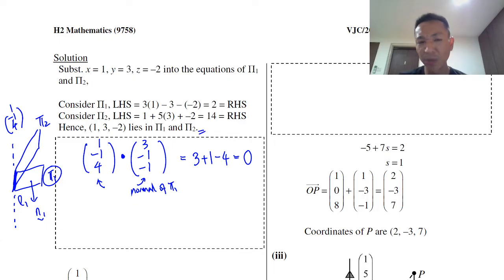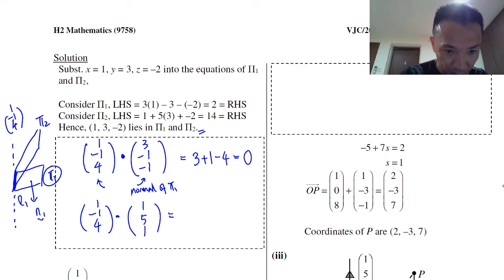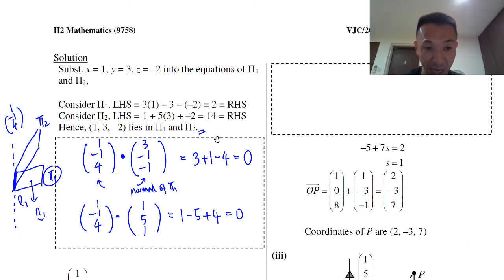What does equal to 0 mean? Equal to 0 means that this normal vector is perpendicular to 1, minus 1, 4. Next, I will take 1, minus 1, 4 again, dot the normal of pi 2, which is 1, 5, 1. I get 1 minus 5 plus 4, also equal to 0. What does it tell us? It tells us that now this vector is perpendicular to the normal of pi 2.